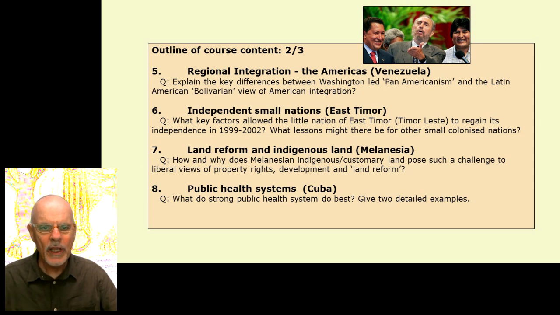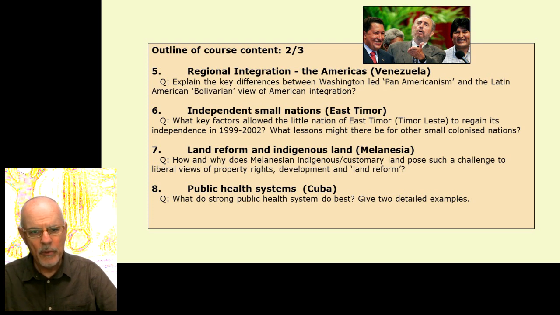In the sixth module, I look at independent small nations using the example of East Timor or Timor-Leste, which is a very small country which reclaimed its independence at the beginning of the 21st century, and gives us some insight into the question of the so-called lost causes. How is it possible that a very small country which had maintained its resistance through multiple occupations, multiple colonizations, could reclaim its independence in the early 21st century? What might be the lessons there for other small colonized nations?